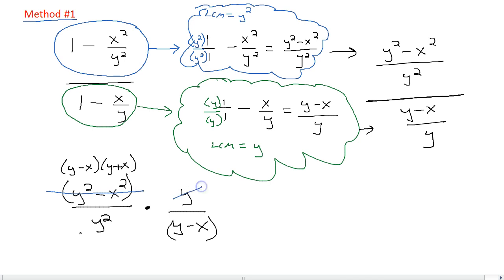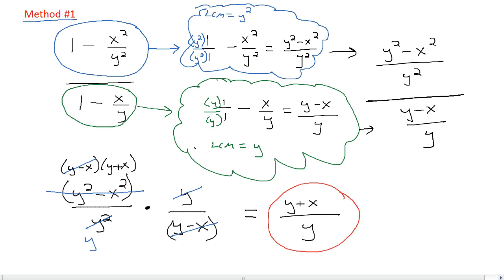This y will cancel one of these, and I've got one left. This y minus x will cancel this y minus x, and it looks like my final answer is going to be y plus x over y. So that whole messy fraction simplifies to a final answer of y plus x over y.